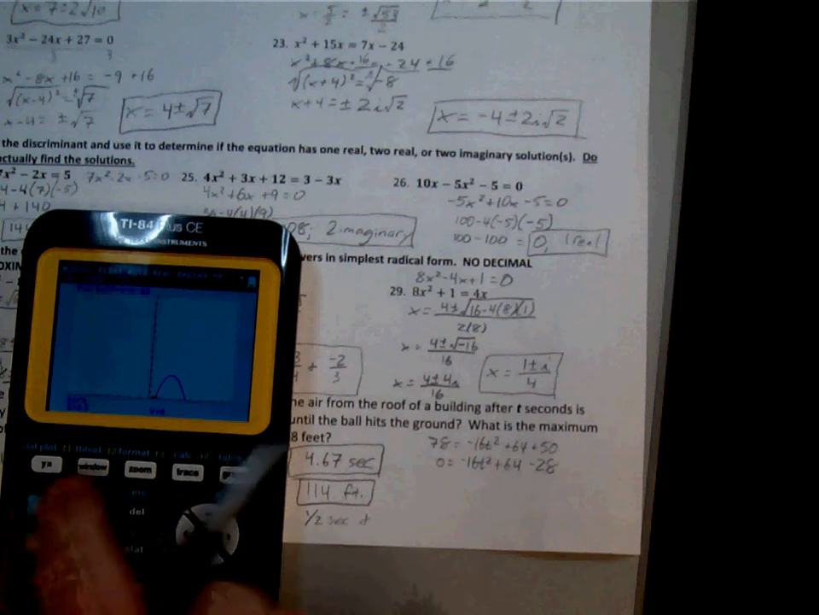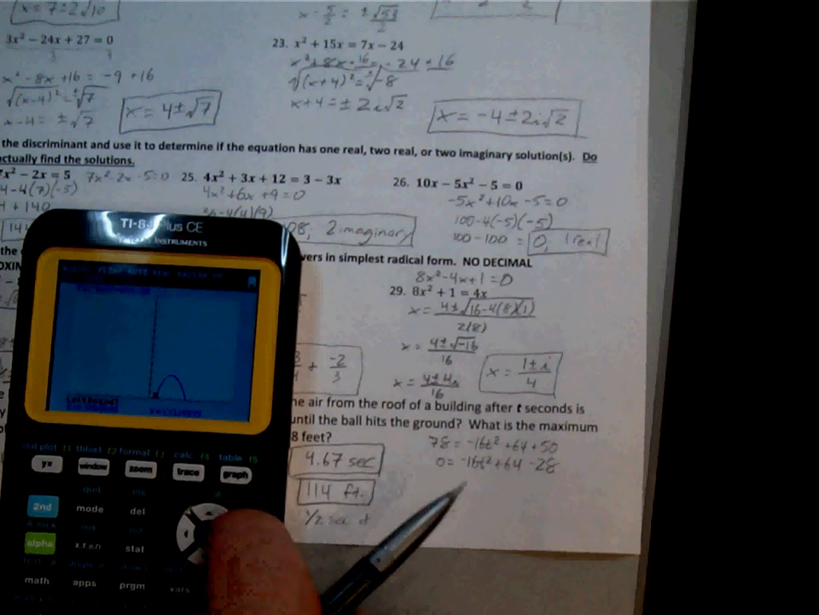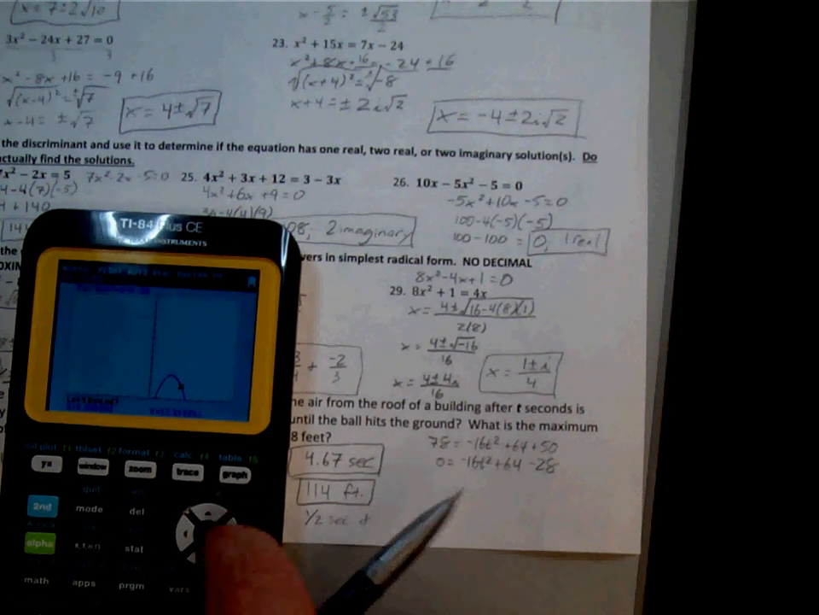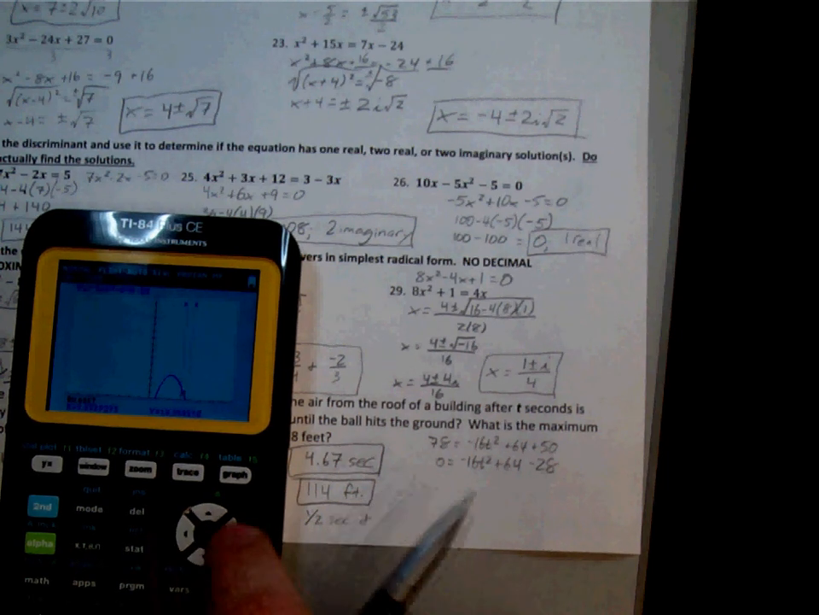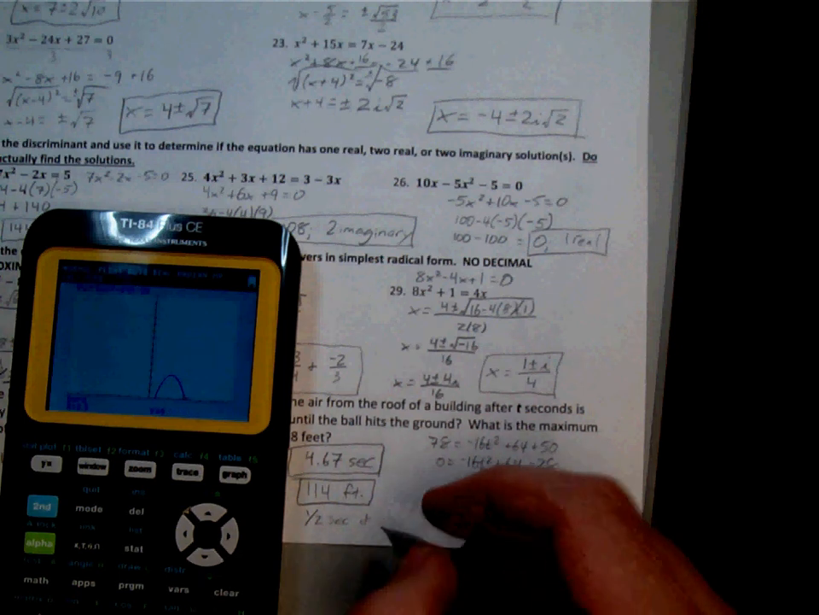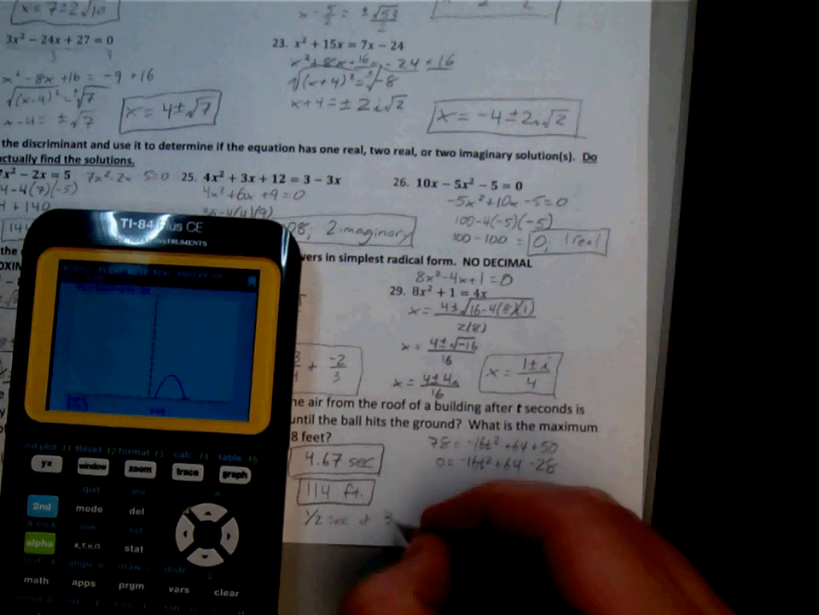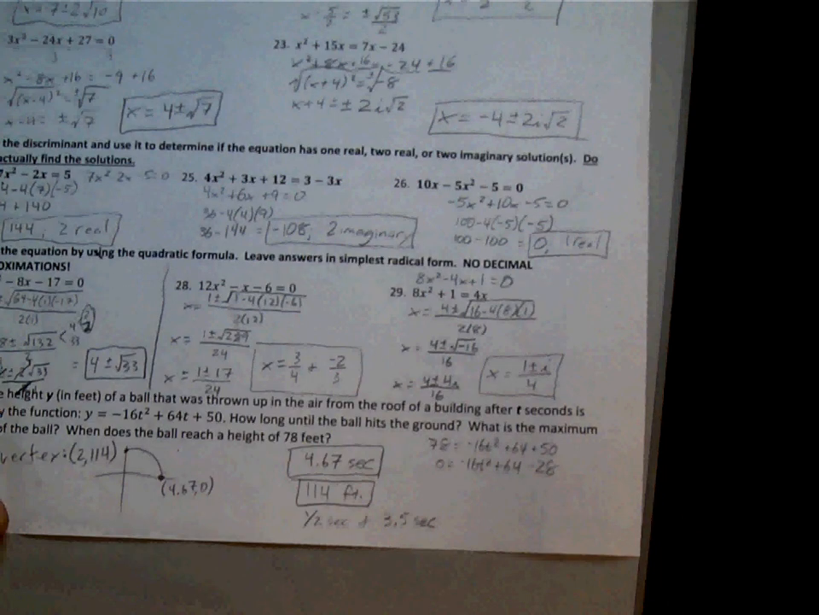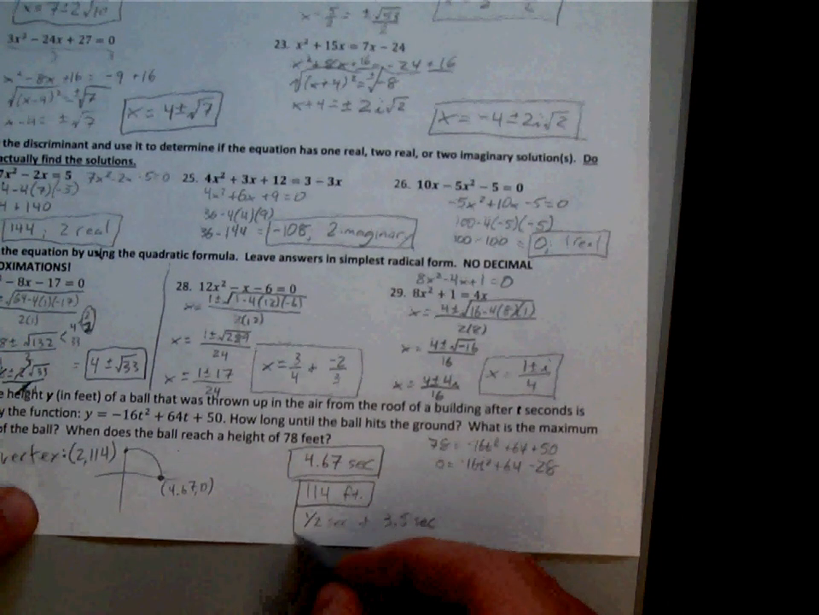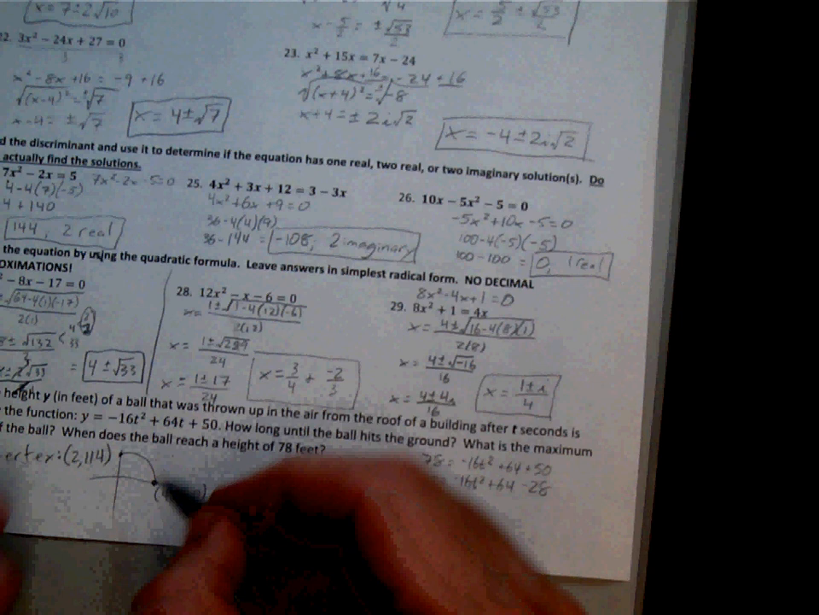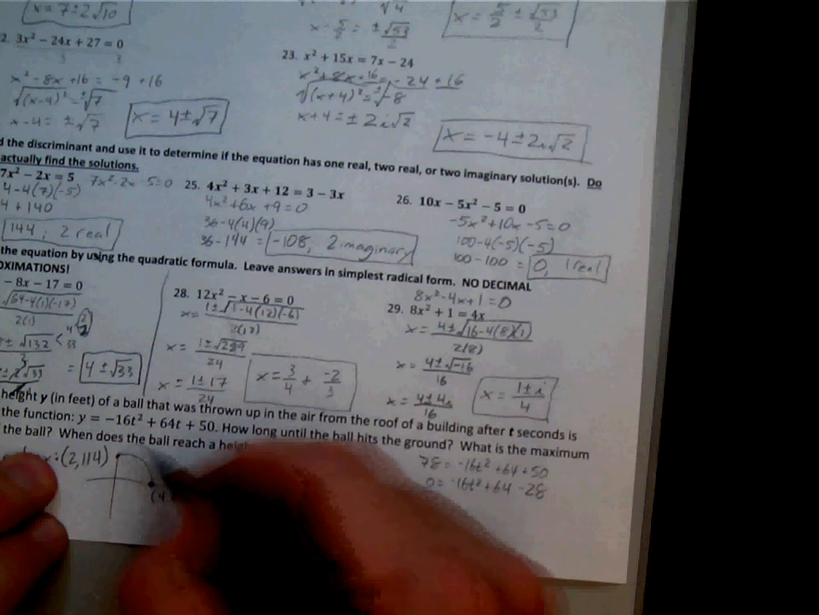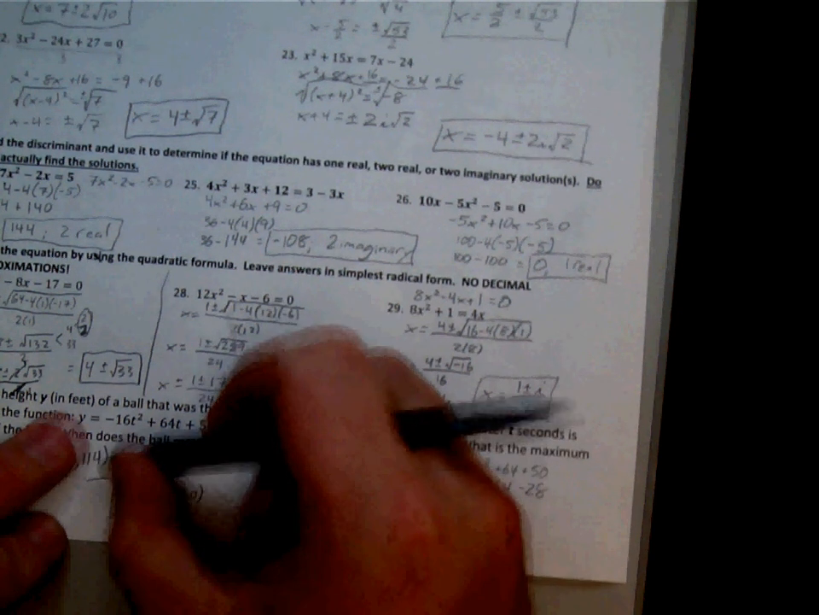And then let's find the other. Calc 0. Left bound. Right bound. About there. So at 3.5 seconds. So those are when we're going to hit a height of 78 feet, on the way up and on the way down. And no, my graph wasn't perfect here. It should have been more like this, but that's all right.